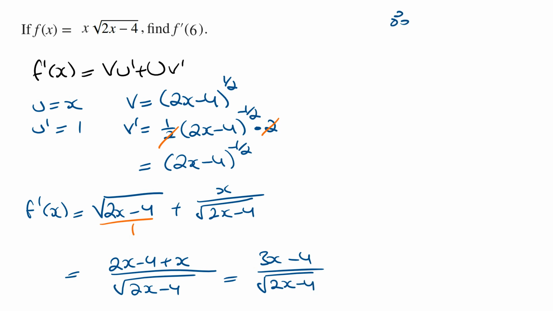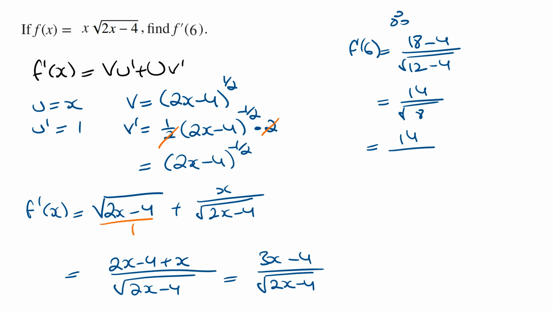From here, to evaluate f dash of 6, all we need to do is sub in x is equal to 6 into the rule of f dash of x. And so this is going to be 3 times 6, which is 18, and then minus 4 over the square root of 2 times 6, which is 12, and then minus 4. And so this is going to be 14 over the square root of 8. We know that the square root of 8 is equal to 2 root 2, and so this is going to become 14 over 2 root 2.